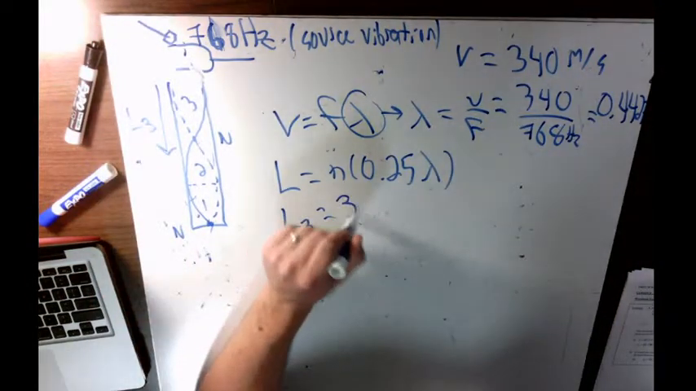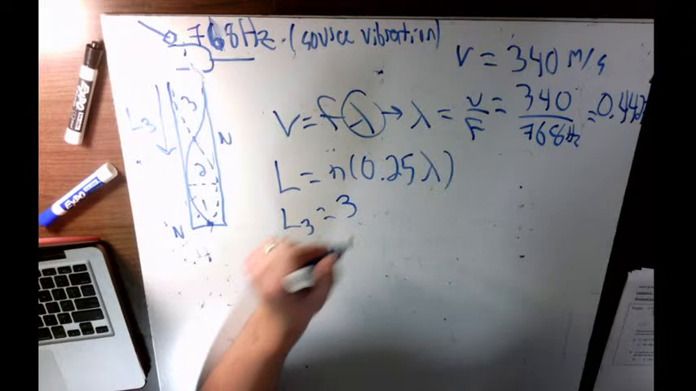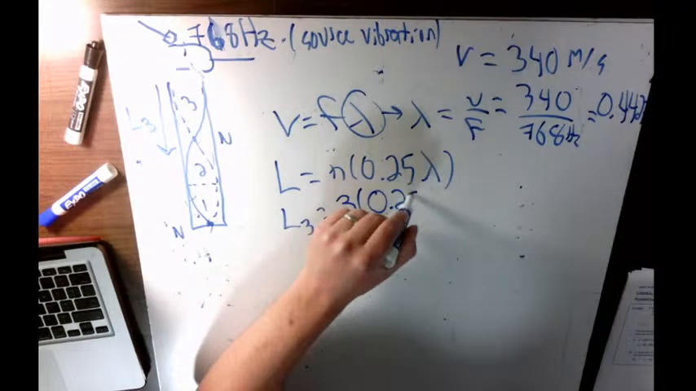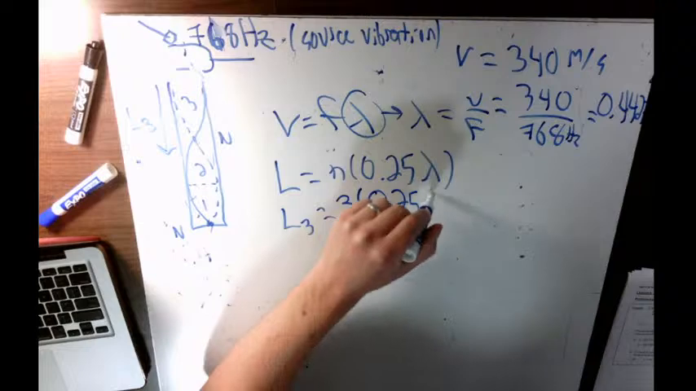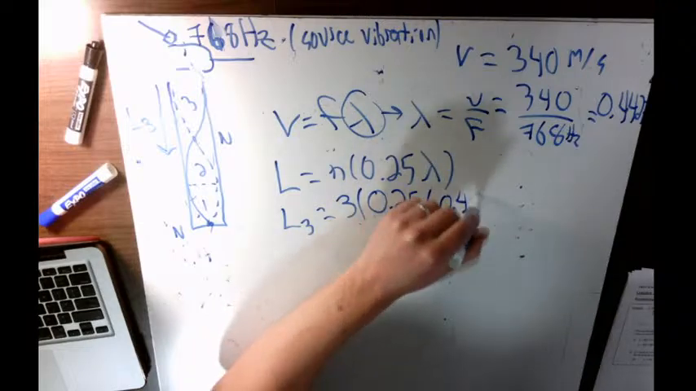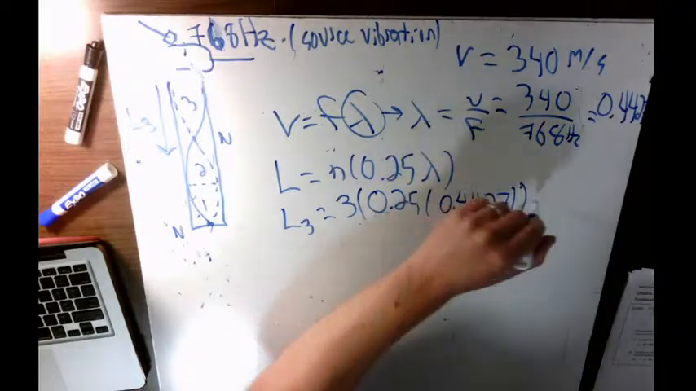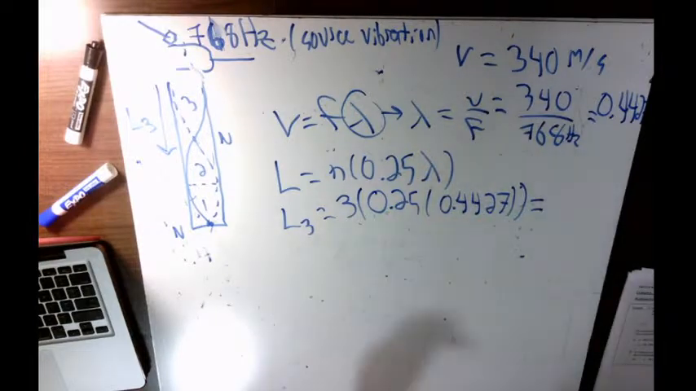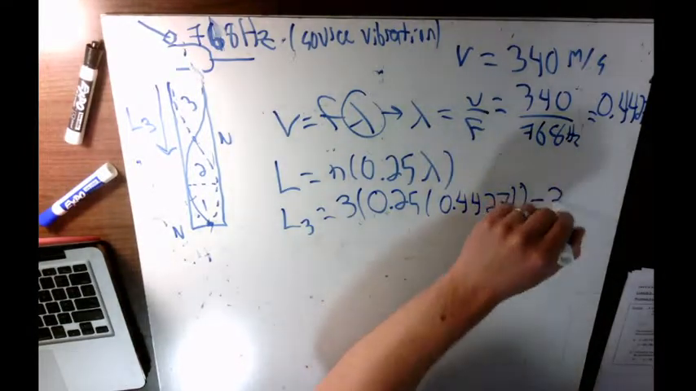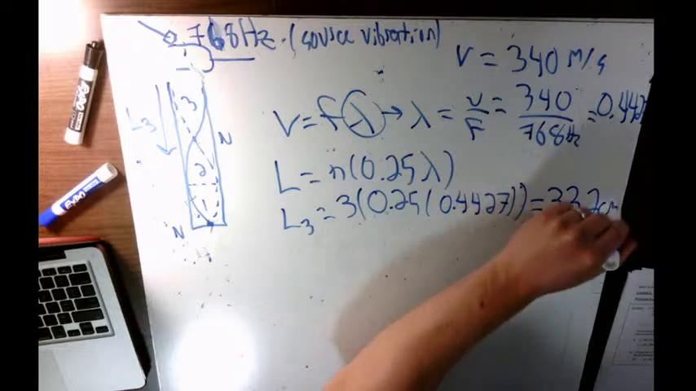So this is the way to use the formula. 3 times 0.25 times our wavelength, which was 0.4427, which is coming out as 33.2 centimeters.